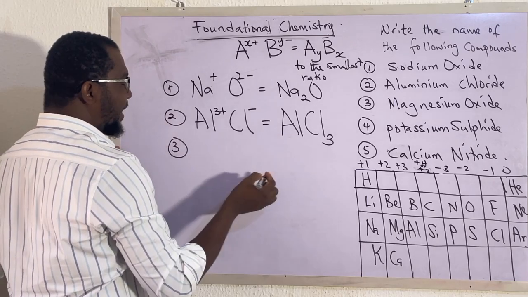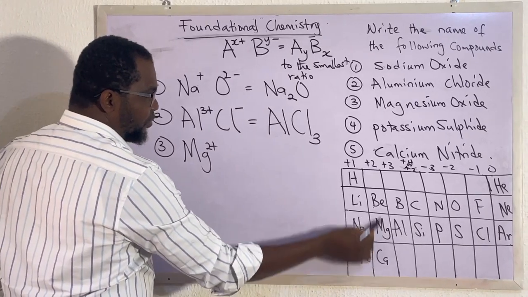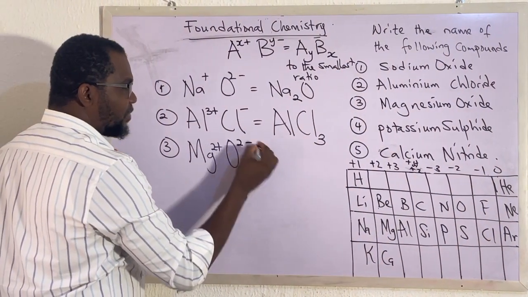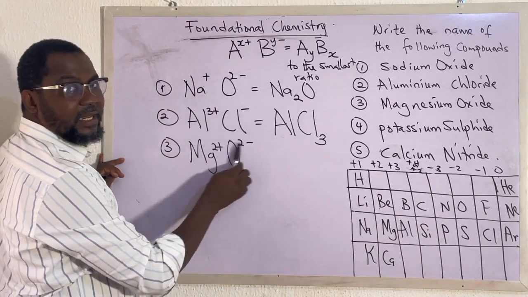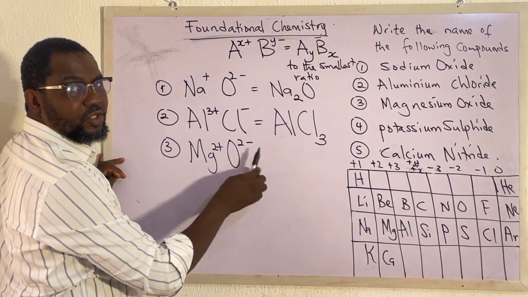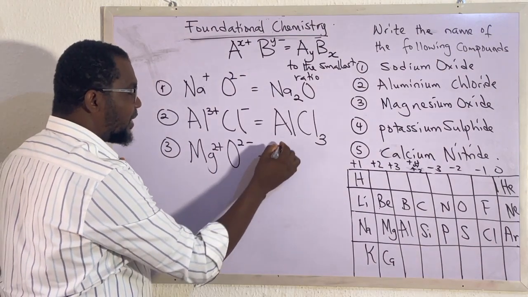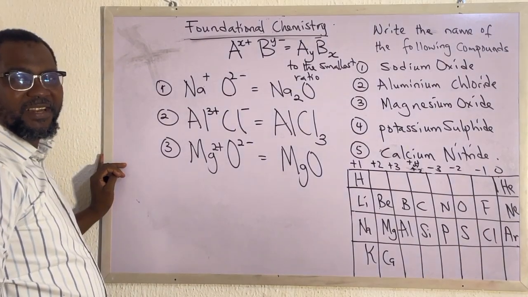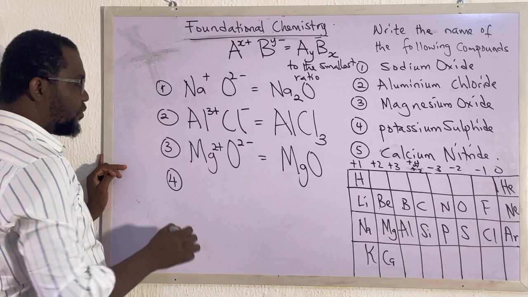Now look at the next one. The next one says magnesium oxide. Magnesium has a valency of +2. This is magnesium here, +2. Oxide is from oxygen, has a valency of -2. This is oxygen, -2. Are you saying that they have the same valency? Reduce it to the smallest ratio, it will be 1:1. So that means magnesium oxide will be written as MgO. Interesting, right?